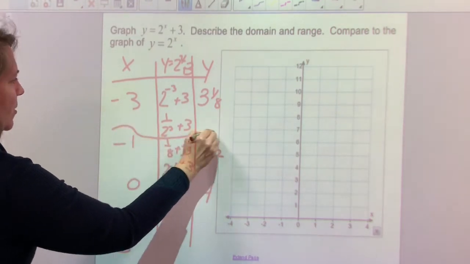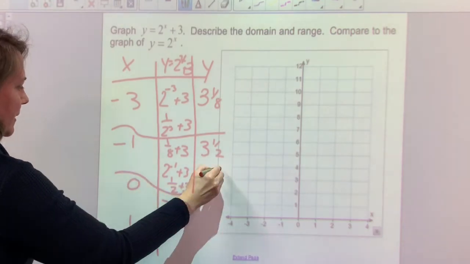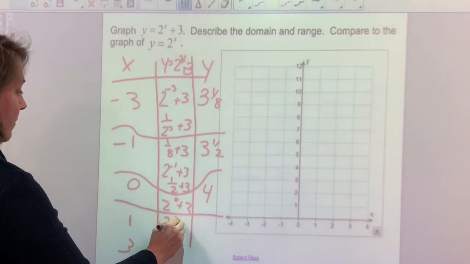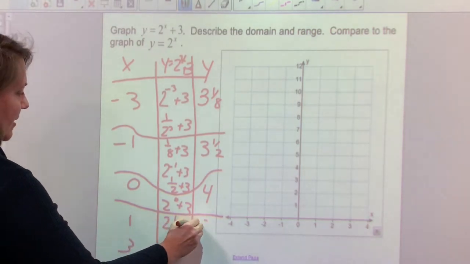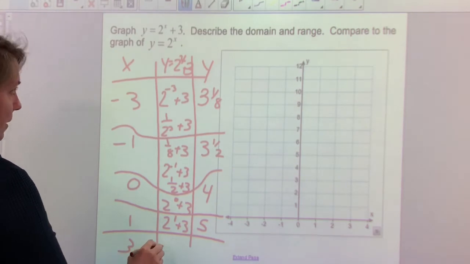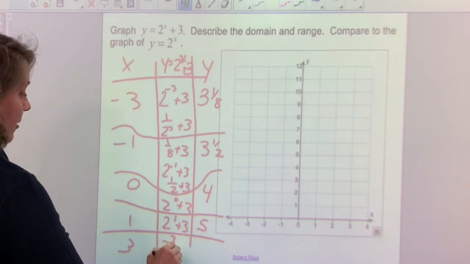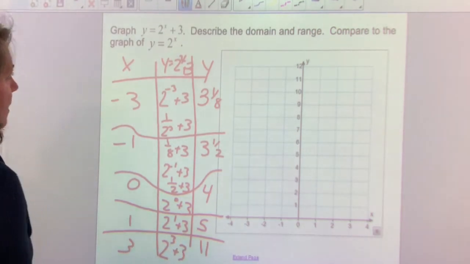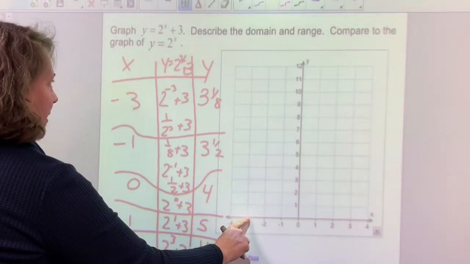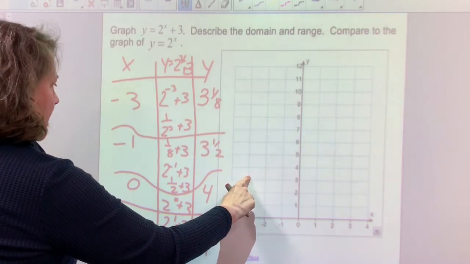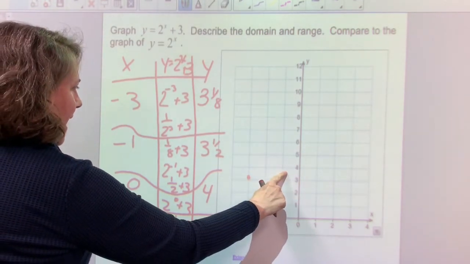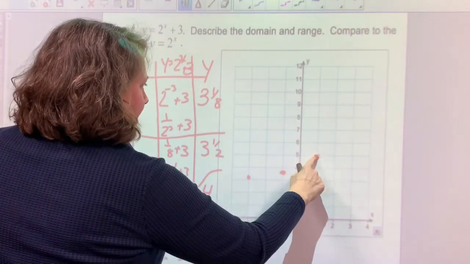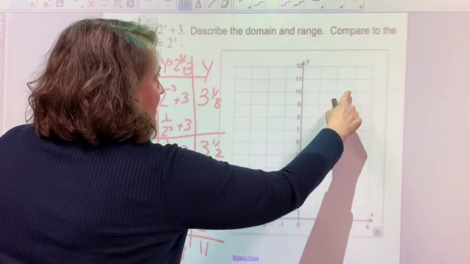See why those exponent rules are so important? Okay, 2 to the 1st power plus 3, 2 to the 1st power is 2, 2 plus 3 is 5. 2 to the 3rd power plus 3, 2 to the 3rd power is 8, 8 plus 3 is 11. So now I'm going to start graphing. -3 and 3 and 1/8, -1 and 3 1/2, 0 and 4, 1 and 5, 3 and 11.